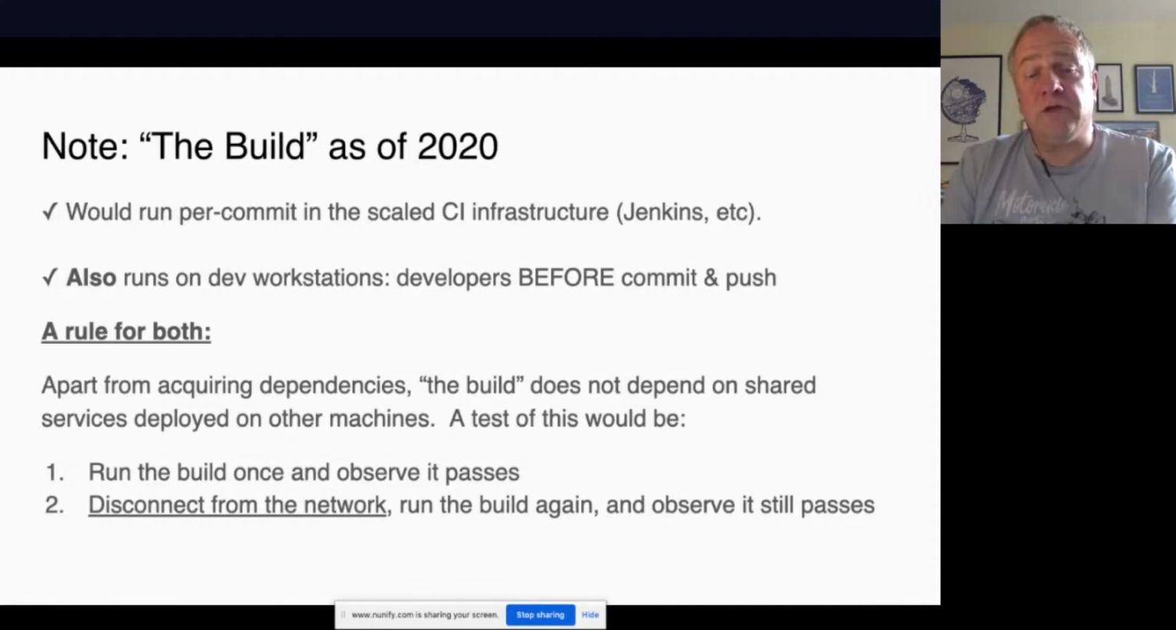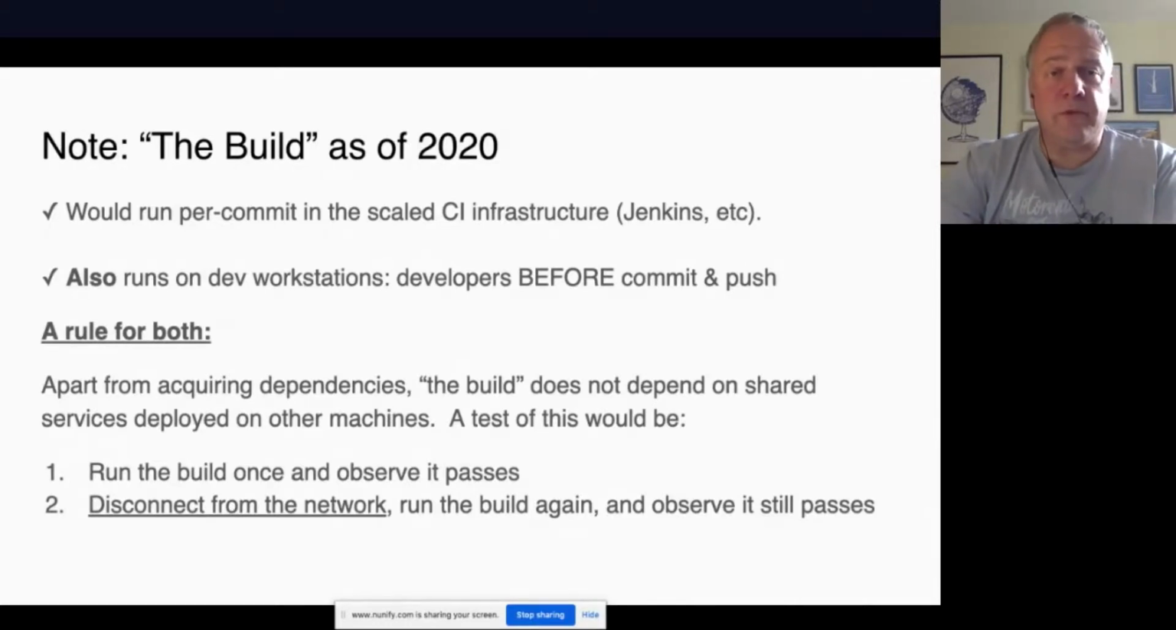And once we fill those caches, we should be able to disconnect from the network, i.e. turn off your Wi-Fi, rerun the build and observe that it still passes and possibly runs just as fast as it did when we first ran it. Maybe faster because we filled our caches. So there's a rule, right? The build for humans, developers, test automators, and for build nodes within a scaled CI infrastructure should run without dependence on any shared services anywhere. And a proof of that would be disconnecting the network and rerunning the build again.